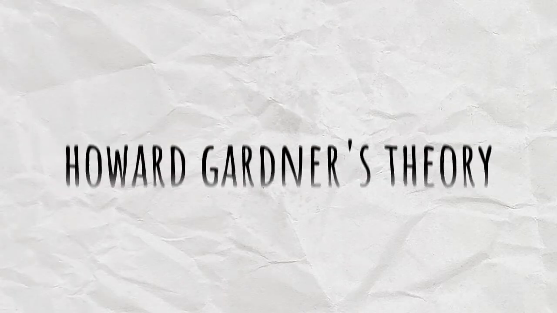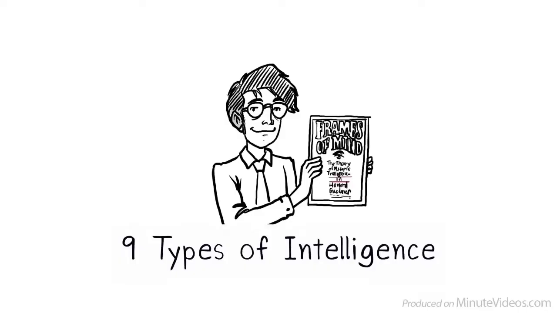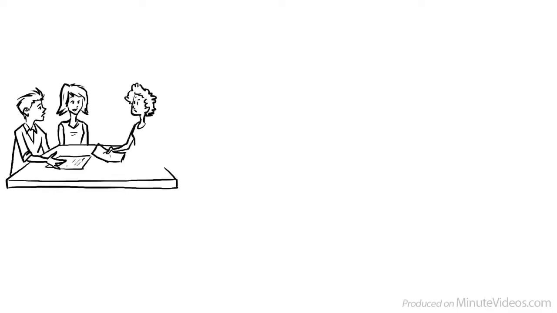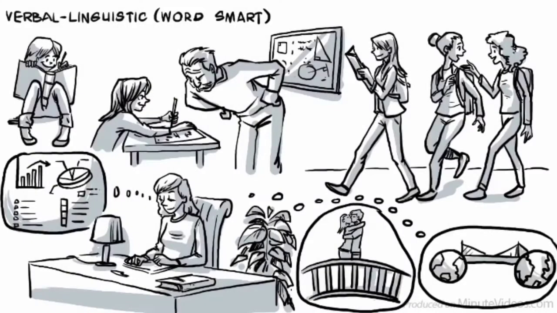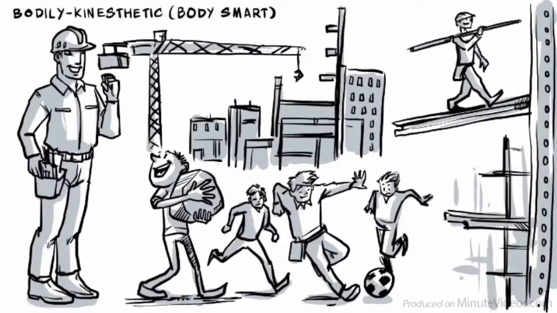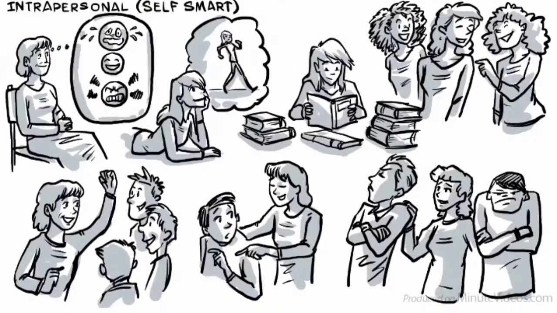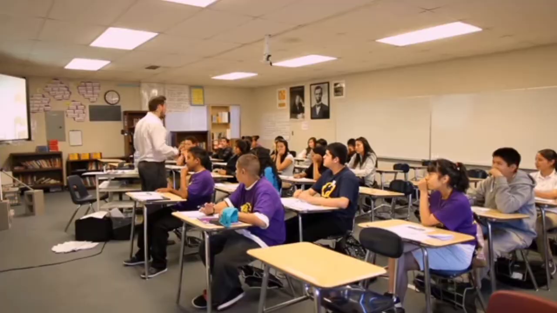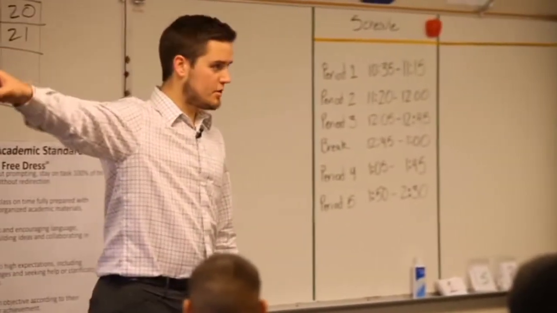Our next theory is Howard Gardner's theory of multiple intelligences. Multiple intelligences is a neurological theory that claims humans are born with more than one intelligence. The 8 intelligences are verbal-linguistic, visual-spatial, bodily-kinesthetic, mathematical-logical, musical, intrapersonal, interpersonal, and naturalist. Understanding these intelligences will assist us in creating a classroom and curriculum that appeals to all of our students.